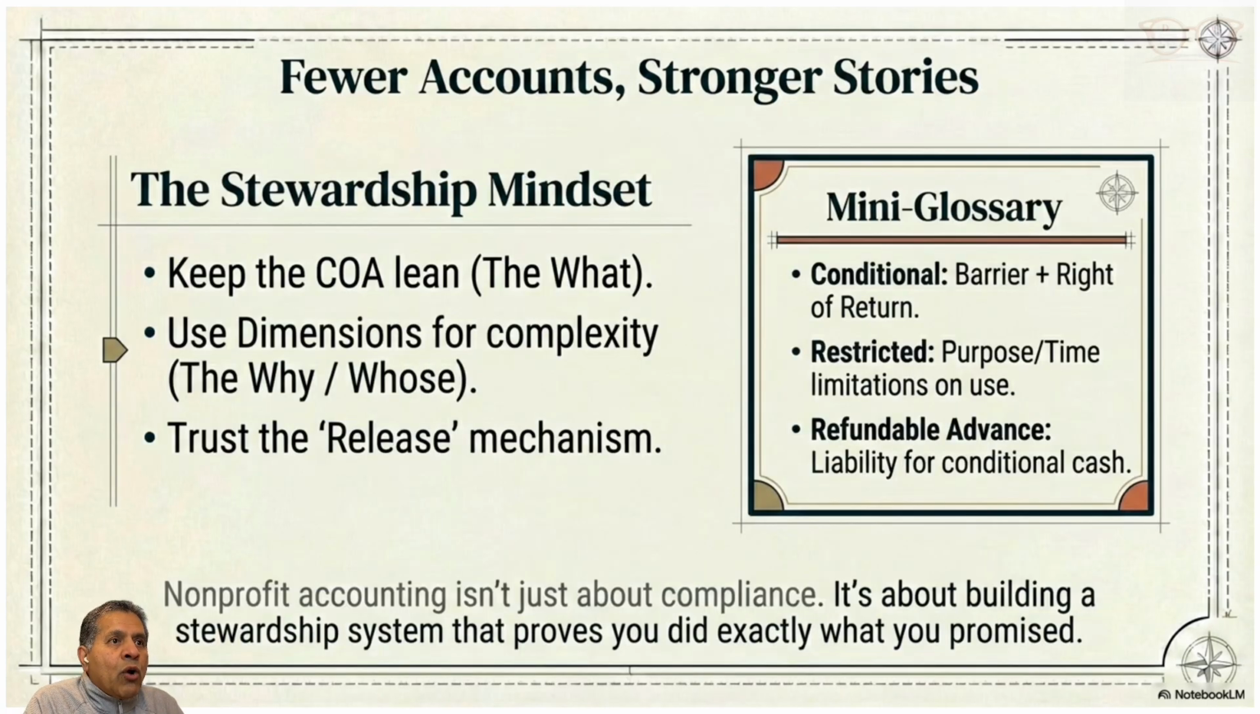Now we'll wrap up with the core mindset. Keep your chart of accounts lean. Use dimensions for the complexity and trust the release mechanism. Nonprofit accounting isn't just about compliance. It's about building a stewardship system that proves mathematically that you did exactly what you promised your donors you would do.